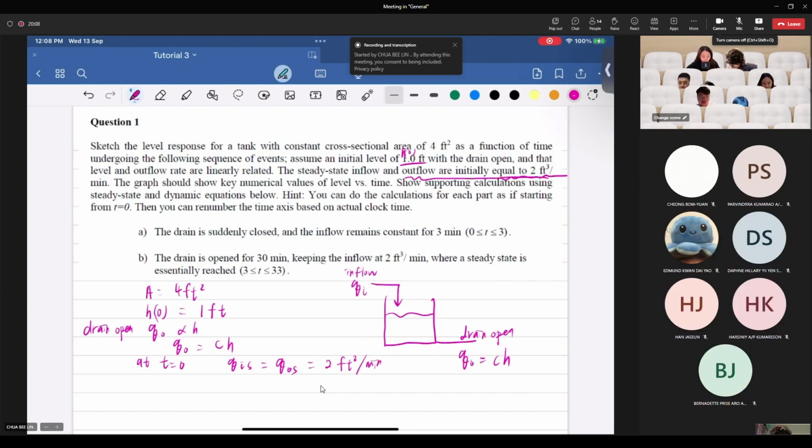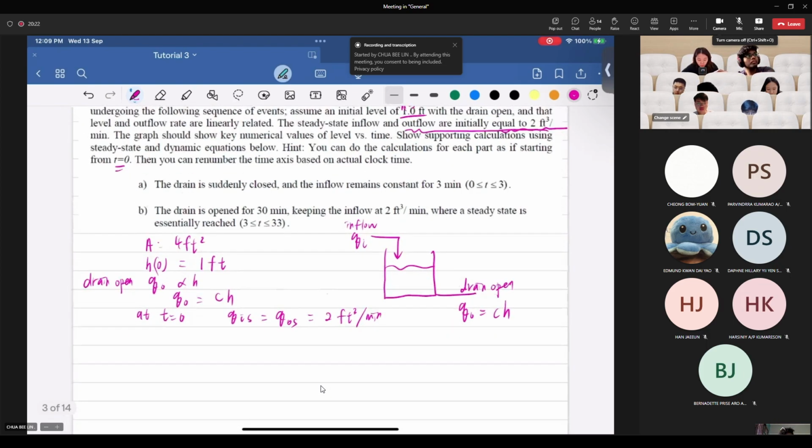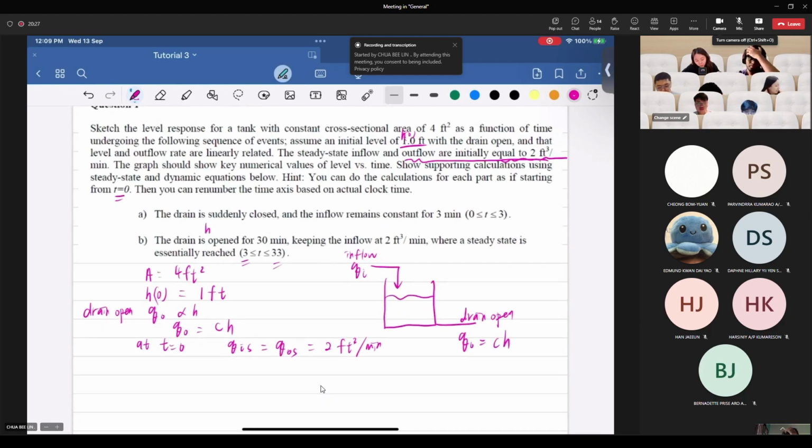Okay, show supporting calculation using steady state and dynamic equation below. Hint, you cannot do the calculation for each part as if starting from T equal to 0. For example, your event B actually starts from 3 to 33. So the initial condition for event B should be T minus 3, not T minus 0. This one is 0, initial condition, because it starts from time equals to 0 until time equals to 3 minutes for event A.